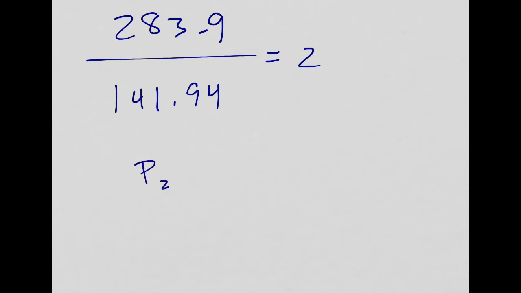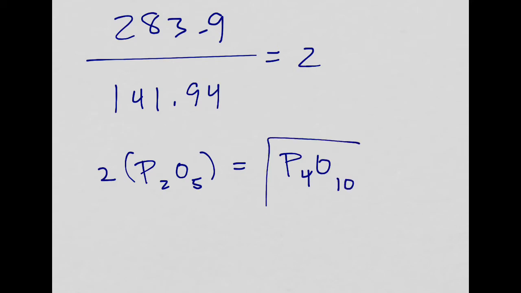Don't forget my empirical formula is this. And I'm going to take this 2 here, and I'm going to multiply through 2 each of my subscripts, which will give me P4O10. And there I have it. That is my molecular formula.